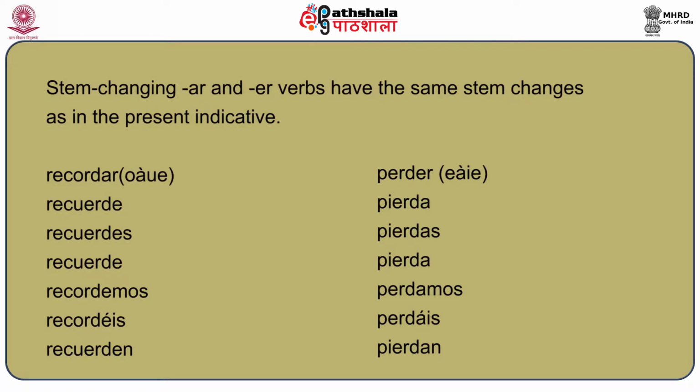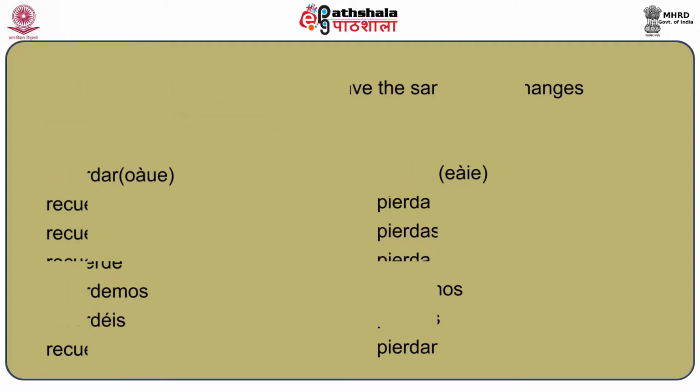The stem changing AR and ER verbs have the same stem changes as in the present indicative. For example, the verb recordar becomes recuerde, recuerdes, recuerde, recordemos, recordéis, recuerden. The other example, the verb perder, becomes in the subjunctive pierda, pierdas, pierda, perdamos, perdáis, pierdan. Remember that stem changes do not apply to nosotros and vosotros forms.